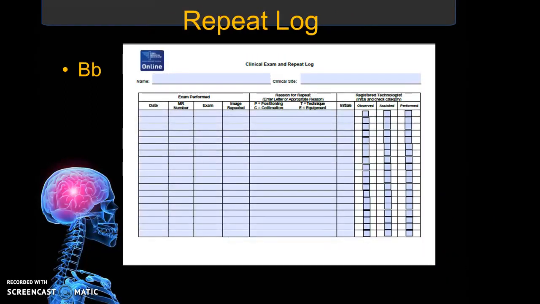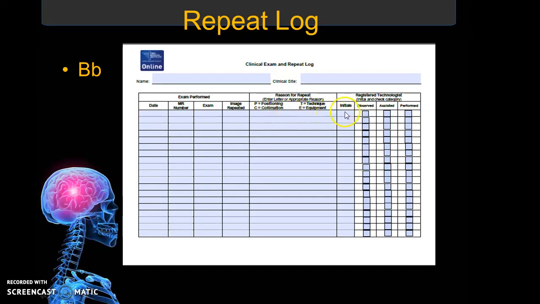Your repeat log. Again, all repeated images have to be recorded. The date. Now, disregard the medical record number. We had them remove that in this next session. So we do not put a medical record number. The exam, the image that was repeated. Maybe it was the lateral. You clipped the costophrenic angles. So you put the reason for repeat. You can just put P for positioning and so on.